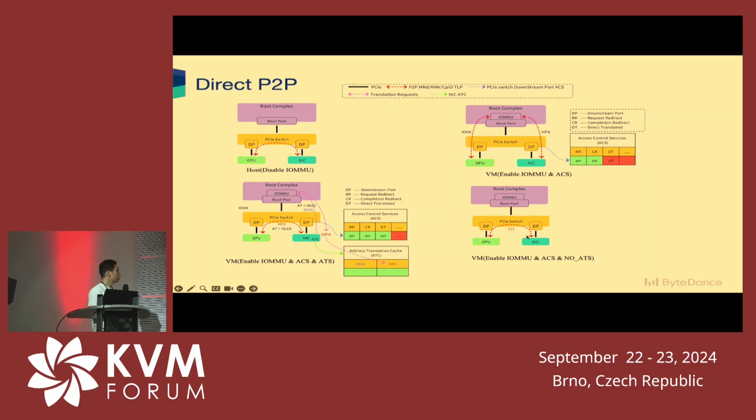So there will be two questions. Question one is how to get the HPA without IOMMU, because we want the switch to not redirect this TLP to the IOMMU, so we must get the HPA without IOMMU. And the other question is how to avoid the ACS redirection, such as read or write and read completion.